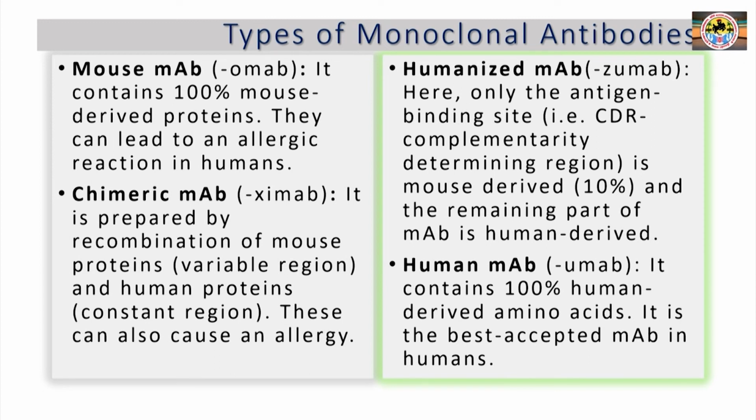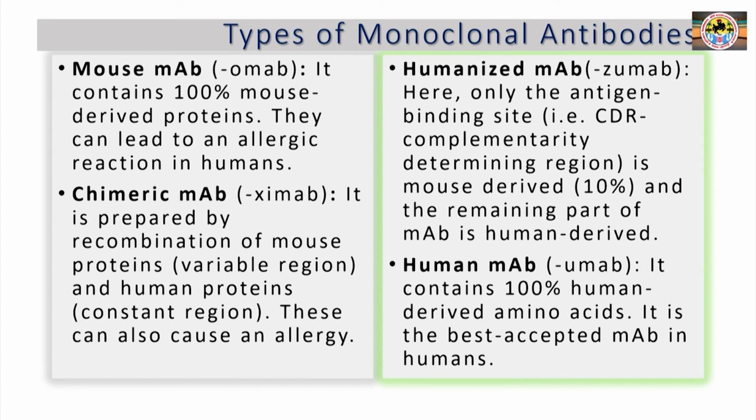Another one is a chimeric monoclonal antibody. It is represented as "ximab", as you can see in the slide. So, it is prepared by recombining mouse protein plus human protein. The human protein can also cause an allergy.